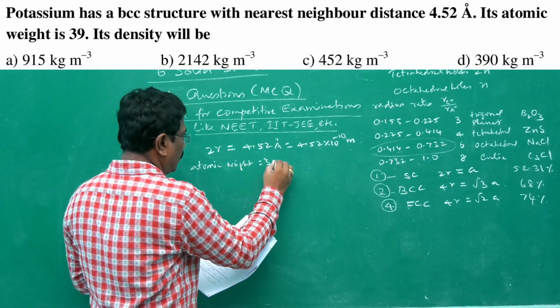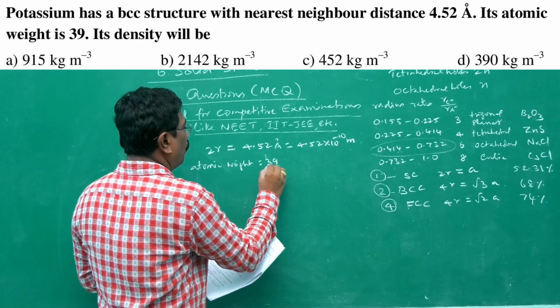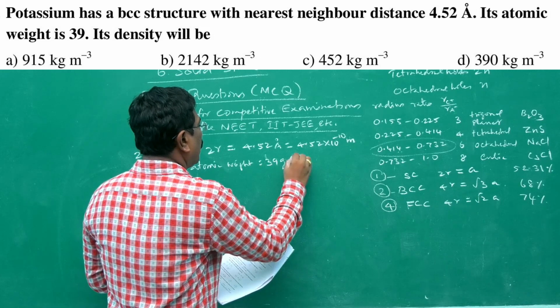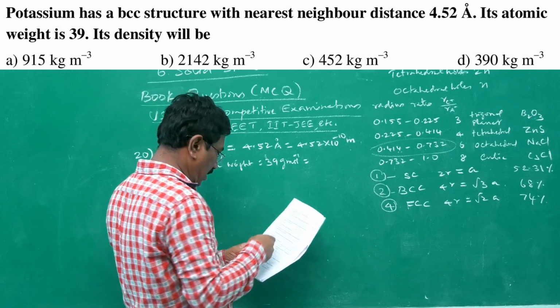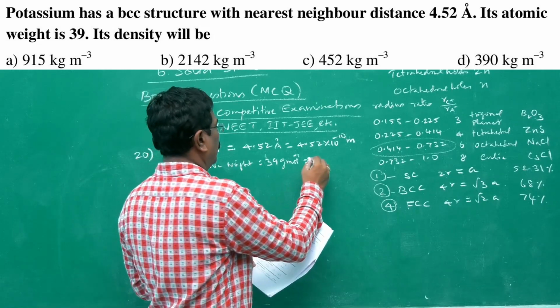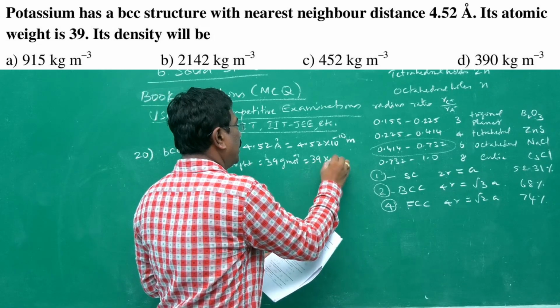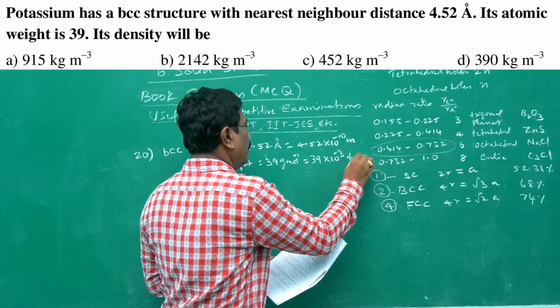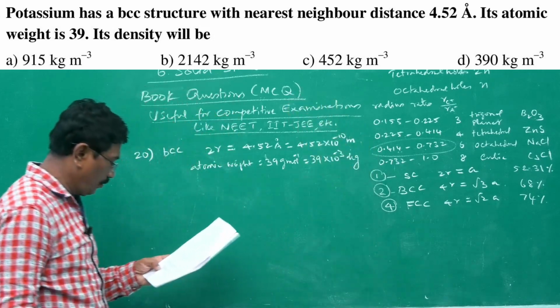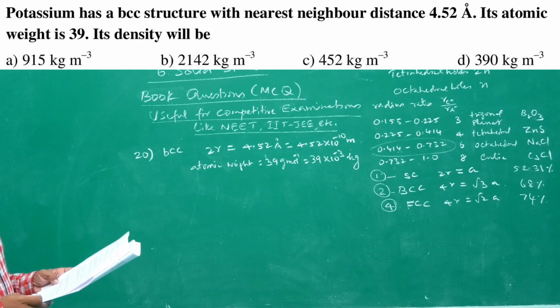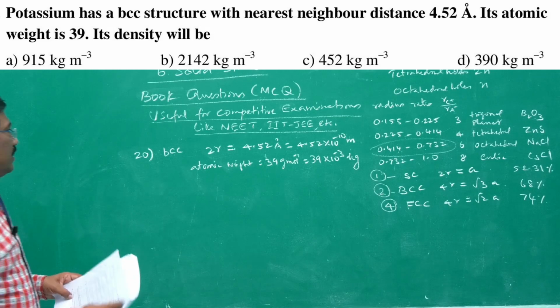Then its atomic weight is given as 39 for potassium, 39 gram per mole. It may be converted into kilogram because the answer is given in kilogram per meter cube. 39 into 10 power minus 3 kilogram. Gram we have converted into kilogram, of course, per mole. Now, the density is asked.